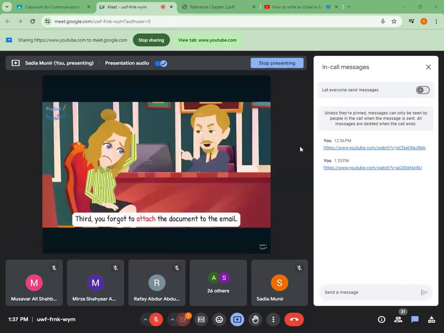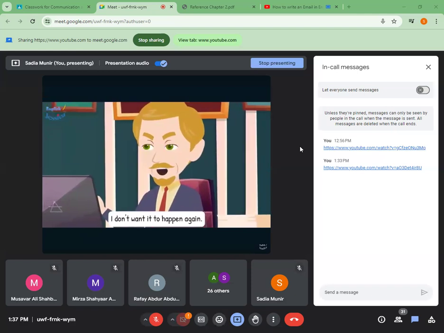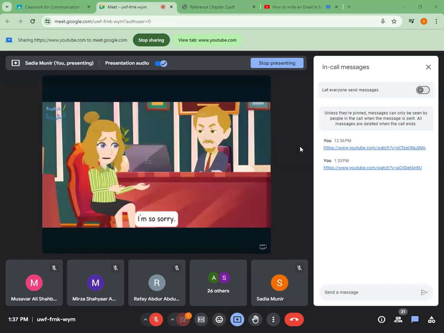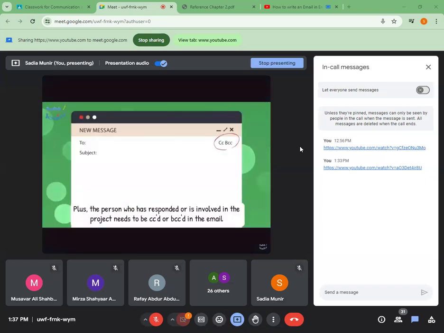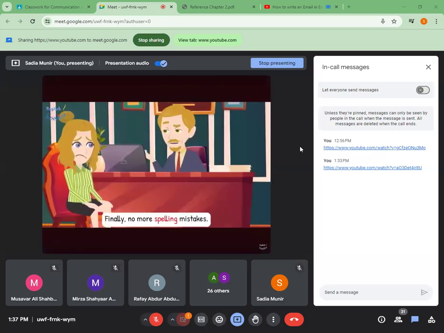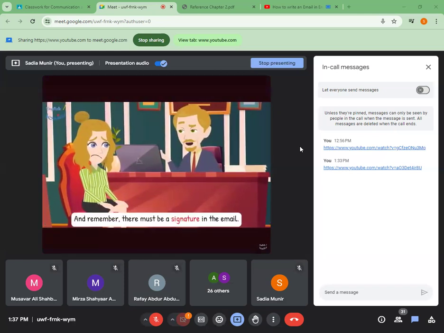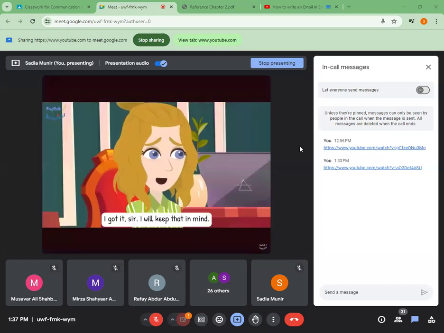Third, you forgot to attach the document to the email. It wasn't the first time you've made this mistake. I don't want it to happen again. I'm so sorry. I promise never to make the same mistakes again. Plus, the person who is involved in the project needs to be CC'd in the email. Finally, no more spelling mistakes, and remember, there must be a signature in the email. I got it, sir. I will keep that in mind.